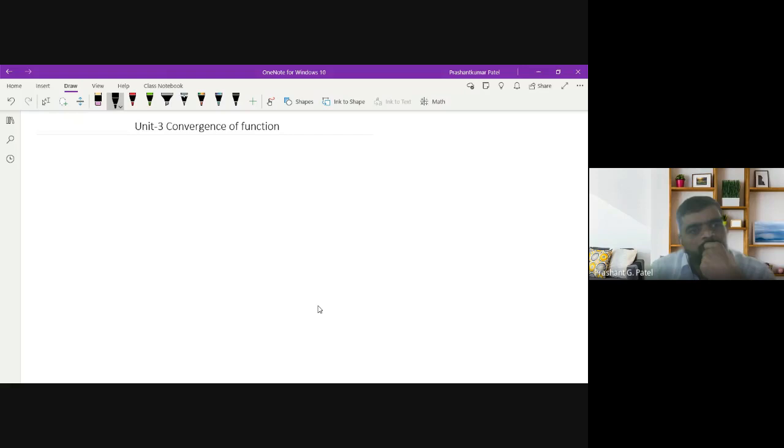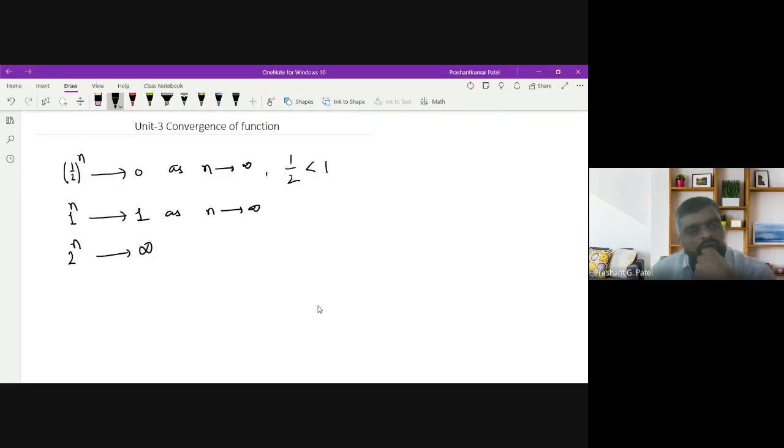For example, if I give you the sequence (1/2)^n, what can you say about this sequence? Is it a convergent sequence or a divergent sequence? As you know, this will tend to 0 as n tends to infinity, because 1/2 is less than 1. If I give the sequence 1^n, this will converge to 1 as n tends to infinity. If I have 2^n, then this will tend to infinity. That means it is a divergent sequence as n tends to infinity.